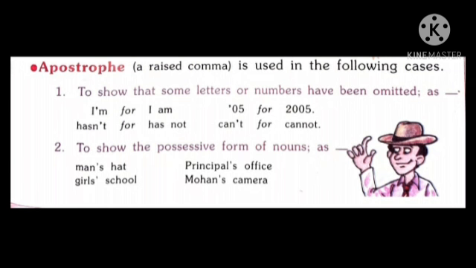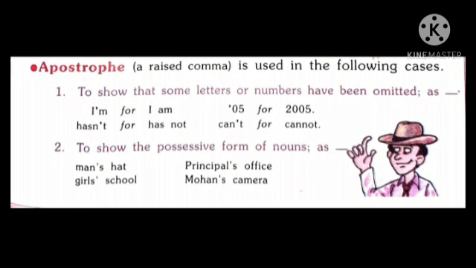Yes, apostrophe. Apostrophe means a raised comma. It is used in the following cases. It is used to show the belonging and to write words in short forms.